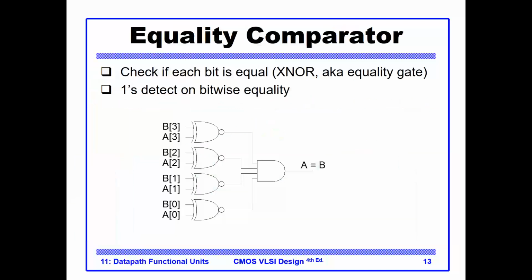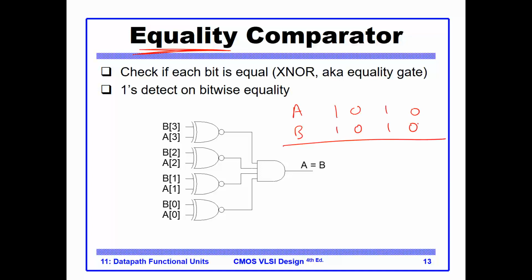Typically, if you want just to check if two numbers are equal, what you do is send them to an XNOR gate, and then you AND the results. So basically, suppose that we want to check if a number 1 0 1 0 equals b number 1 0 1 0.